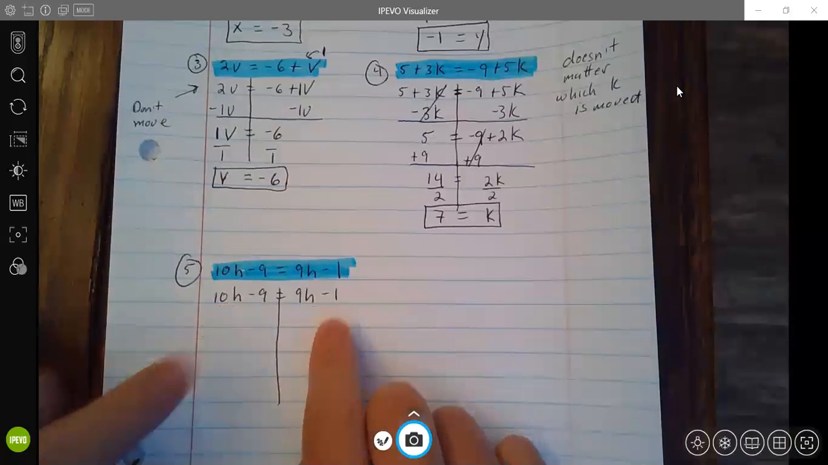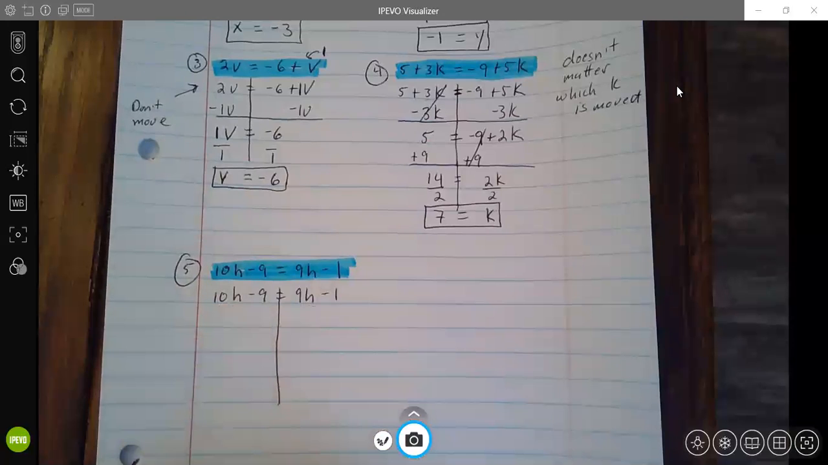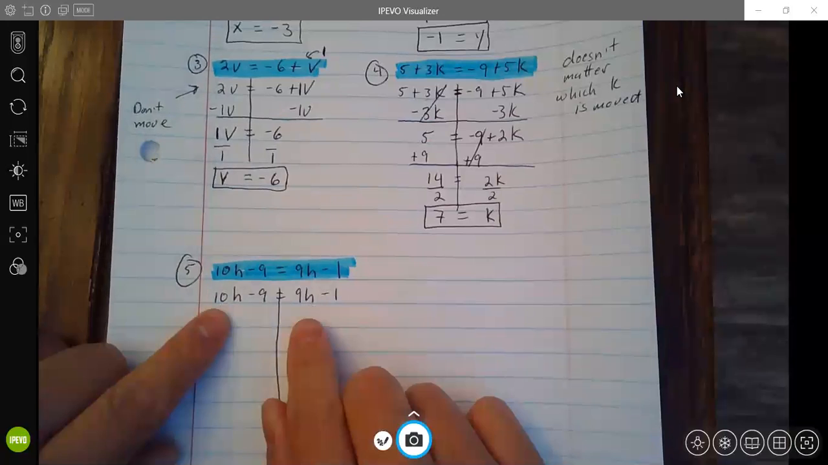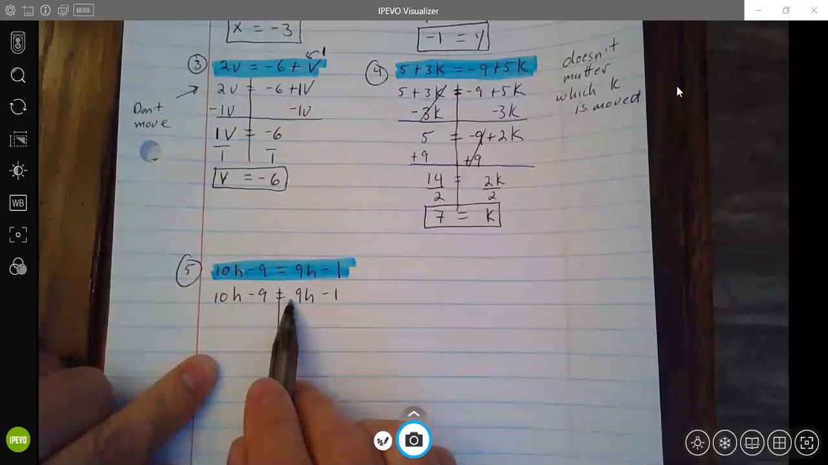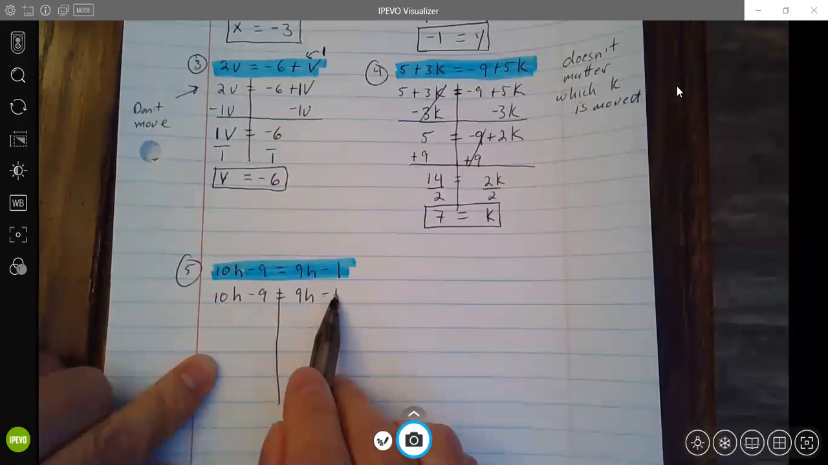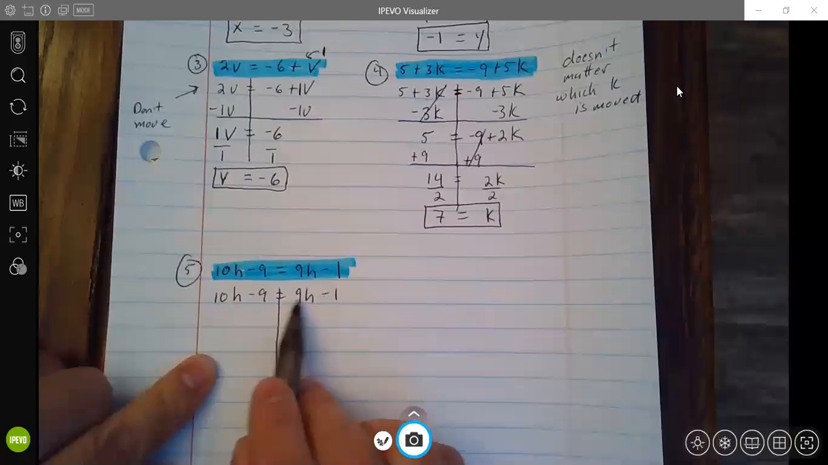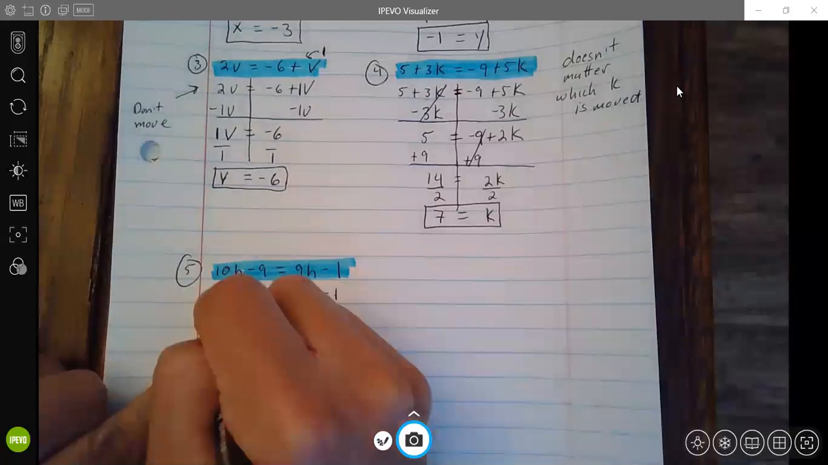All right, so I'm just going to move the smaller one here. And again, it doesn't matter. I could move the bigger one. I can move the 10, but I'm going to go ahead and move the smaller 9. That is a positive 9, okay? That minus goes with the 1. That's a negative 1. This is a positive 9. So I'm going to subtract the 9h on both sides.